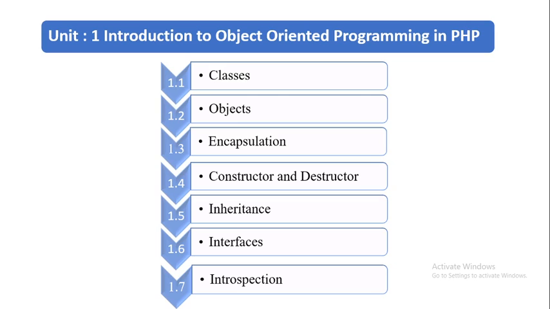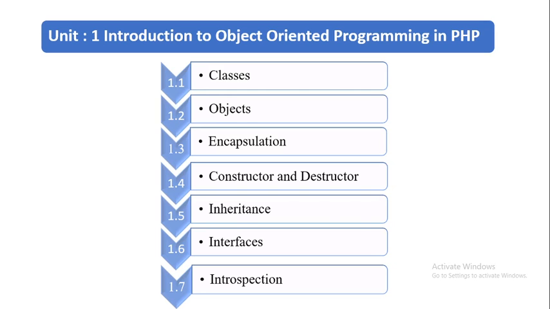Then the constructor for a particular class refers to a special type of function which will be called automatically whenever an object is formed from a class. Then the next concept is the destructor. It refers to a special type of function which will be called automatically whenever an object is deleted or goes out of scope.